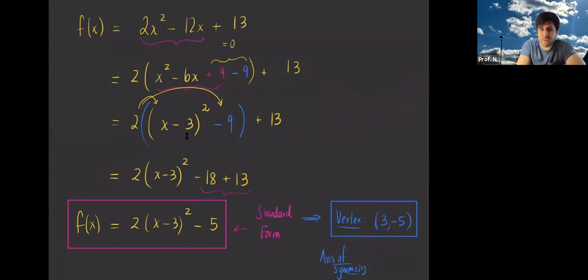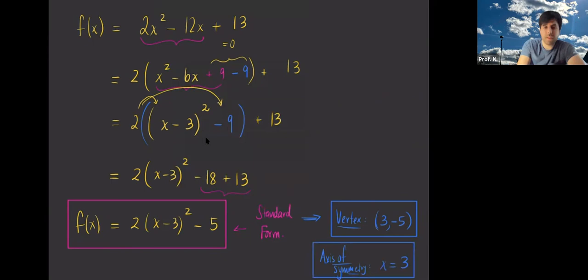Gabriel, I don't understand. What is AOS? AOS is -3. Oh, axis of symmetry. Got it. Axis of symmetry, yes, that's right. Axis of symmetry is x equals 3. That's very good.